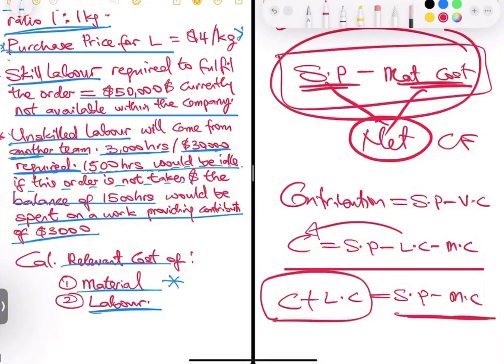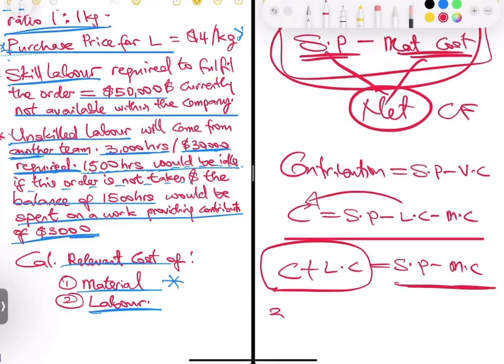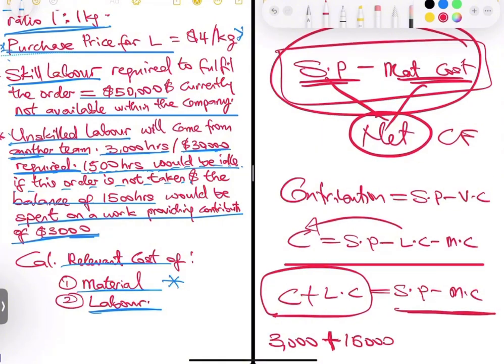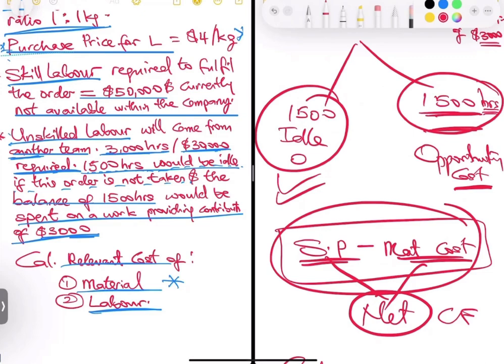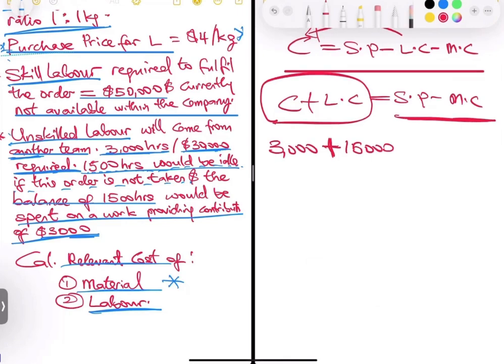So what is your opportunity cost now? What is the net benefit that you're losing? How much is contribution? 3,000, right? And how much is the labor cost that is relevant here that we're going to be looking at? 1,500 hours, 15,000. Because for this 1,500, the cost is 15K, since it's 3,000 hours for 30K. And your opportunity cost is 18,000.